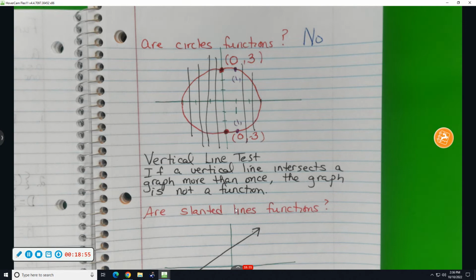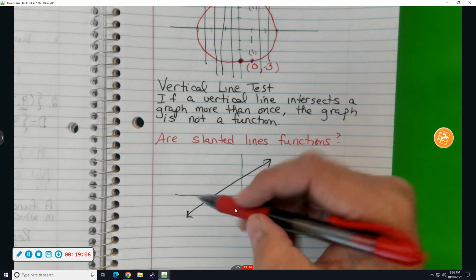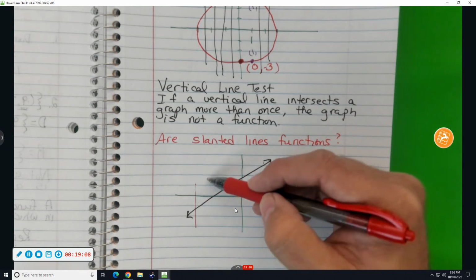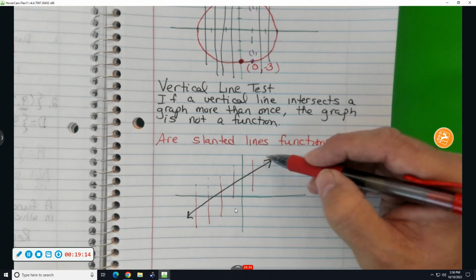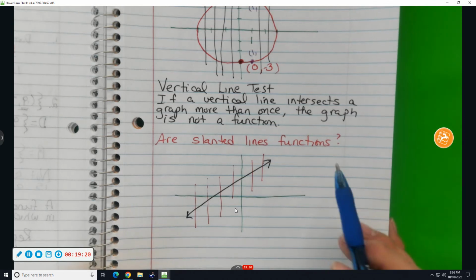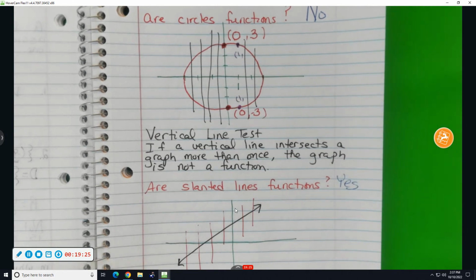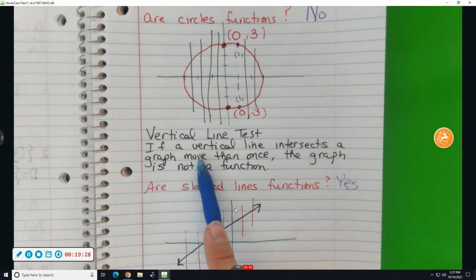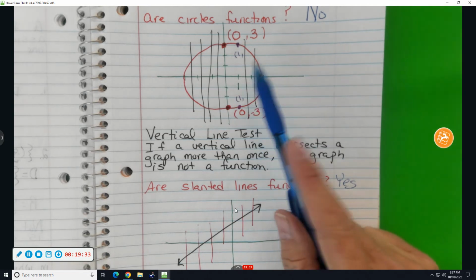If I start drawing vertical lines, will it ever intersect that line in more than one spot? If I draw vertical lines, will those vertical lines ever intersect the graph more than once? No. So, is this a function? Oh, I think it is. It is a function. If the vertical lines intersect only once, it's a function. If it intersects more than once, not a function. That's why the circle is not a function.